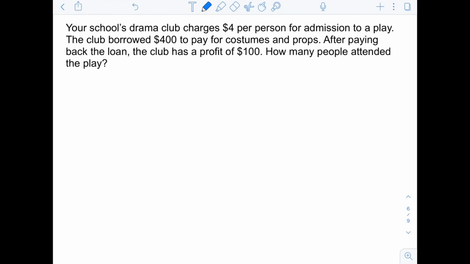Your school's drama club charges $4 per person for admission to a play.